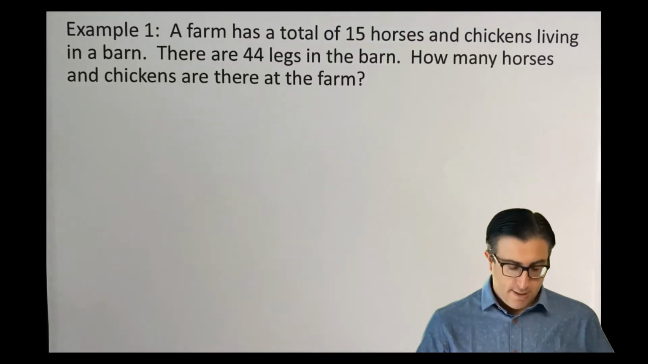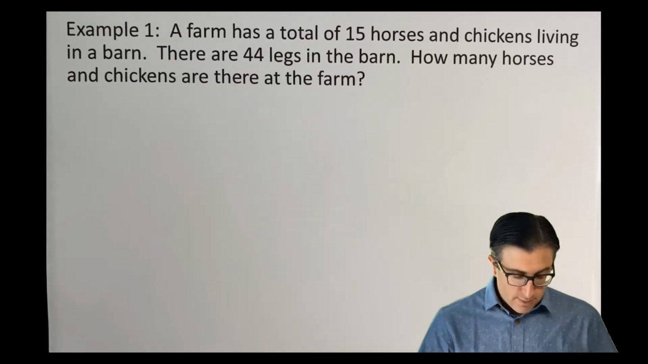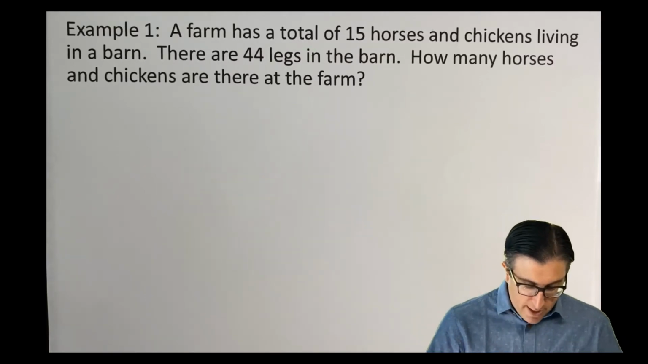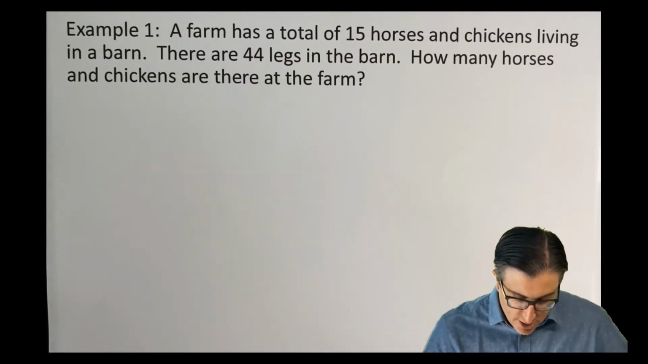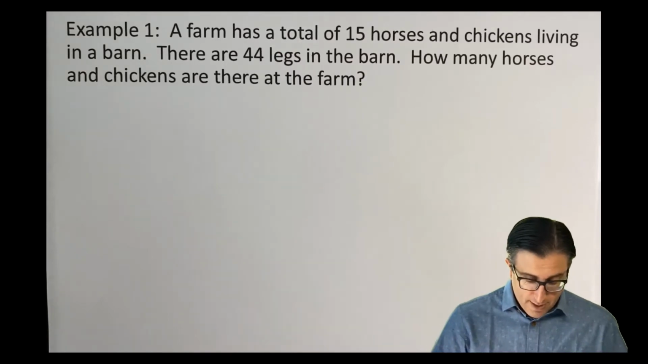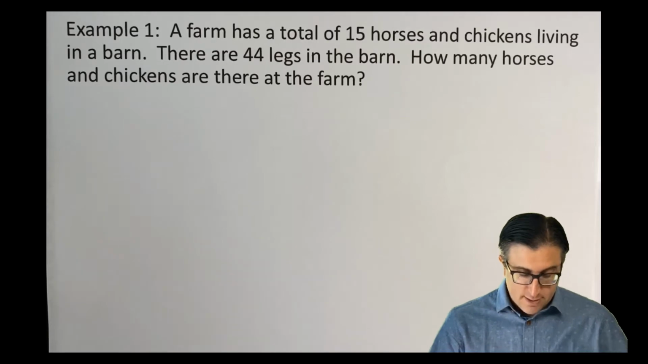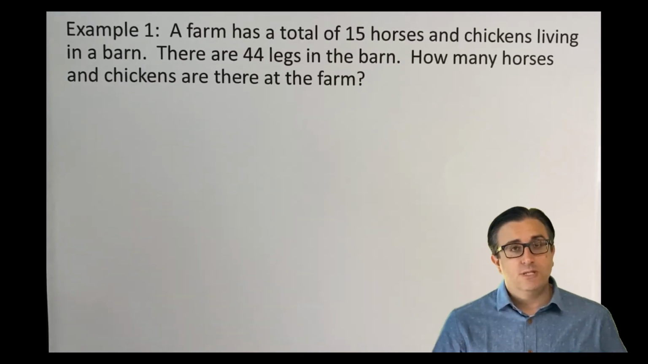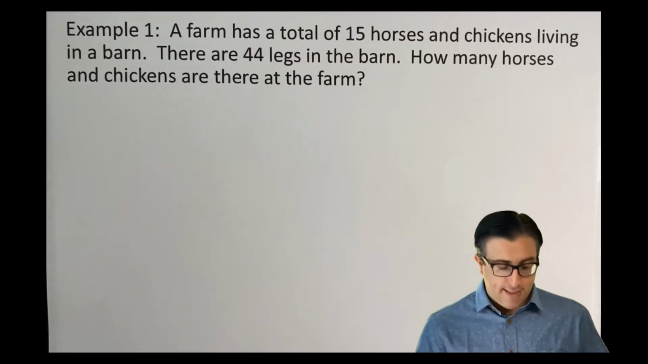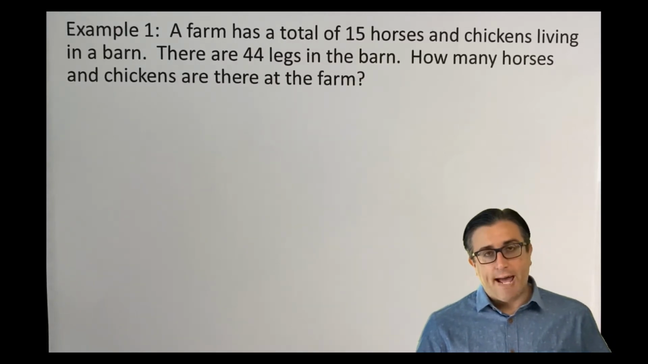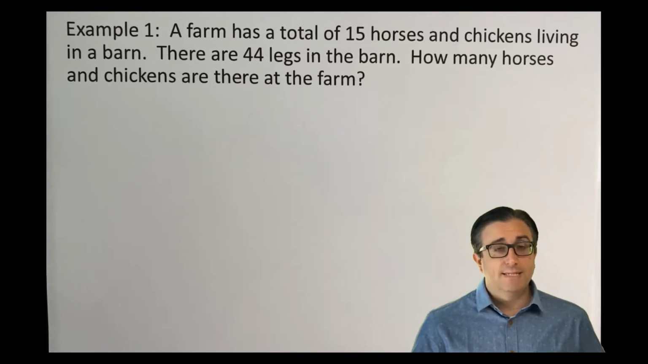All right, let's take a look at some examples for word problems. Example 1 says, a farm has a total of 15 horses and chickens living in a barn. There are 44 legs in that barn. How many horses and chickens are there at the farm? When we do word problems, there's always two situations that we need to relate together. In this case, there are animals in the barn and there are legs in the barn.